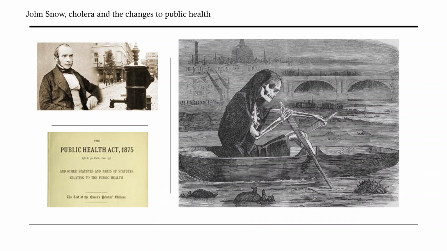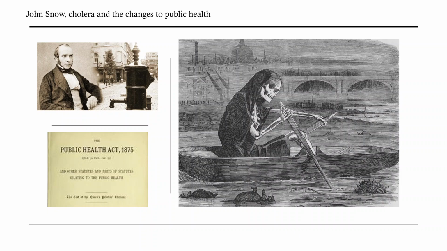The image on the right is a contemporary cartoon which is referring to the Great Stink of 1858, and this was when the River Thames, in a particularly hot summer, was just full of human and animal waste. And you can see there's dead rats in the image, and death is essentially rowing down the Thames. You can see St Paul's and London Bridge in the background. It was at its worst at the Houses of Parliament. It was a really hot summer, so the windows were open, and this is when the government decided to start to act to improve public health.